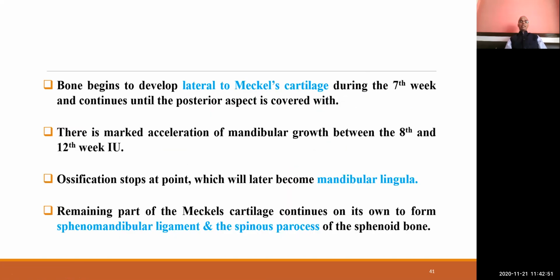So it develops lateral to Meckel's cartilage. There is a marked acceleration of mandibular growth between the 8th and 12th week of intrauterine life, and ossification stops at a point which will later become the mandibular lingula. The remaining part of Meckel's cartilage continues on its own to form the sphenomandibular ligament and the spine of the sphenoid. The spinous process of the sphenoid bone and the sphenomandibular ligament are remnants of Meckel's cartilage.